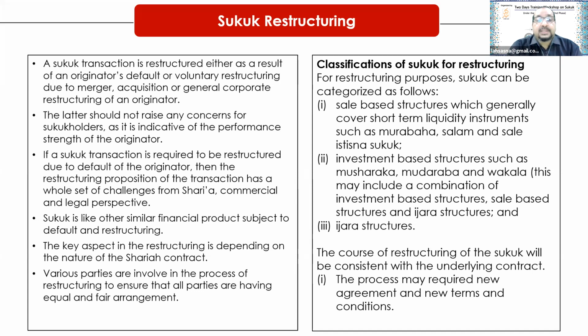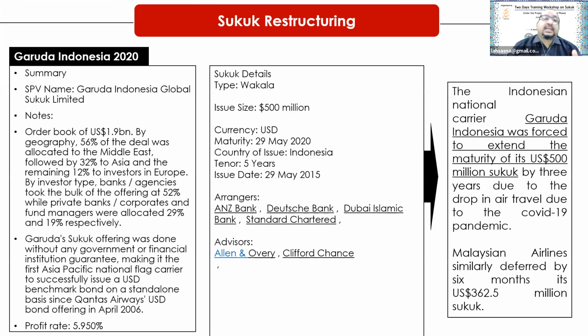And for the sake of time, I'll just jump to the case of Garuda Indonesia that has been restructured. Garuda Indonesia is basically the national airline of Indonesia. Its order book is 1.9 billion. By geography, this is the distribution of the Sukuk: 56% of the deal was allocated to the Middle East, followed by 31% to Asia, and the remaining 12% to investors in Europe. You can see European investors took 12% of the Garuda 2020 issuance, and it is a recent issuance.